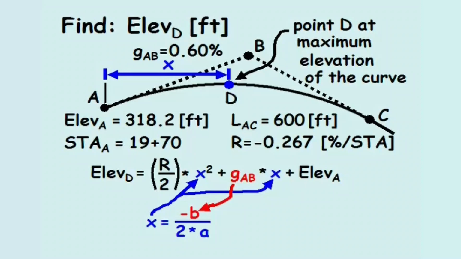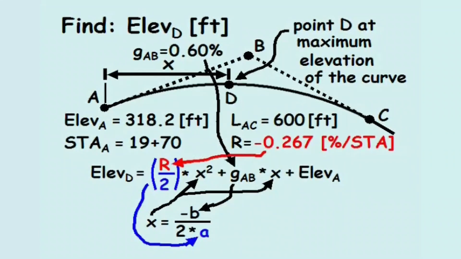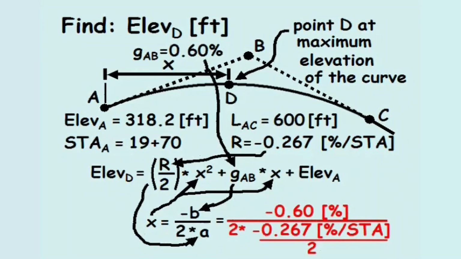In this quadratic equation, b equals g(AB), or positive 0.60%. The variable a equals r divided by 2, where r equals negative 0.267% grade change per station. After substituting in the appropriate variables, x equals 2.25 stations.